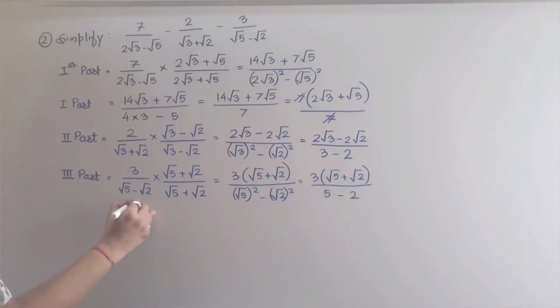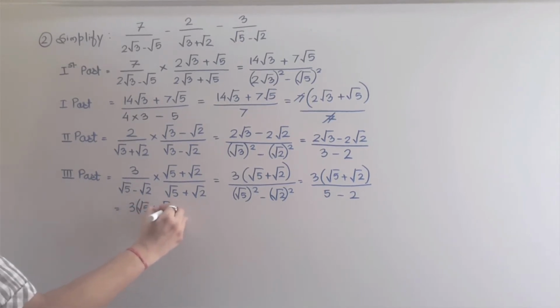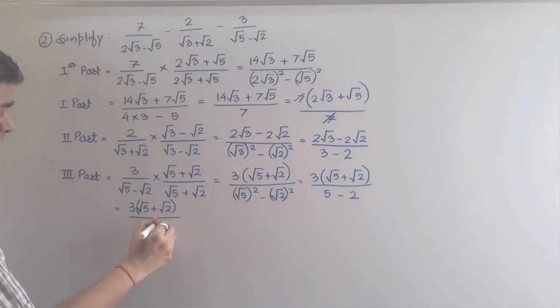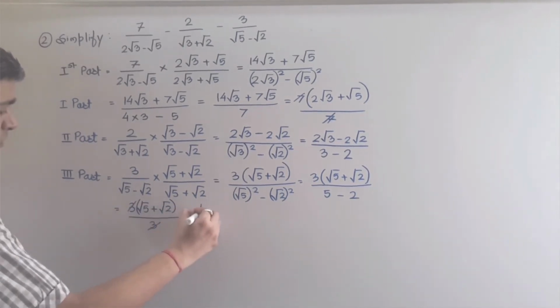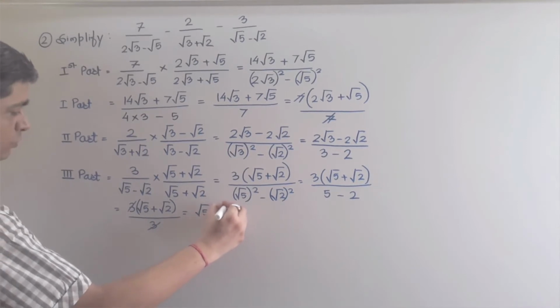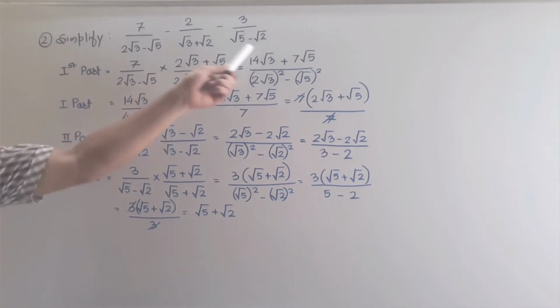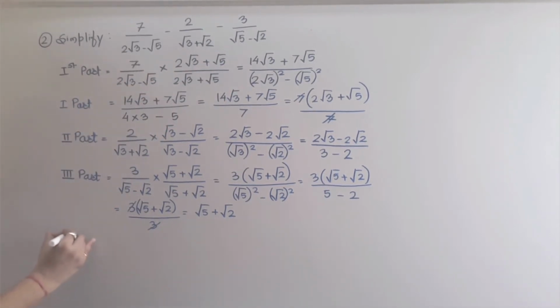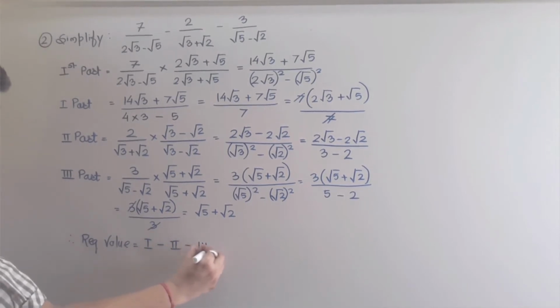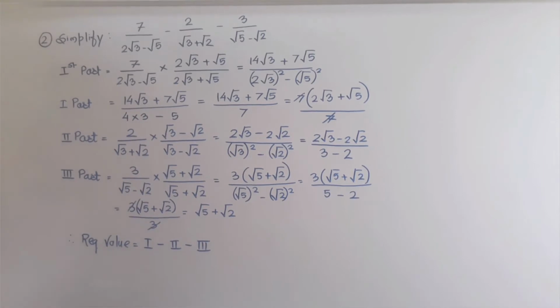So I can say this will be 3, in the bracket under root of 5 plus under root of 2, upon 3 will come. 3 and 3 got cancelled. So final value is coming root of 5 plus root of 2. Okay. Now let us find out the final value of all the 3 expressions after adding or subtracting. So we can say that therefore required value will be equal to first part minus second part minus third part, because accordingly the signs are given, first minus second minus third.